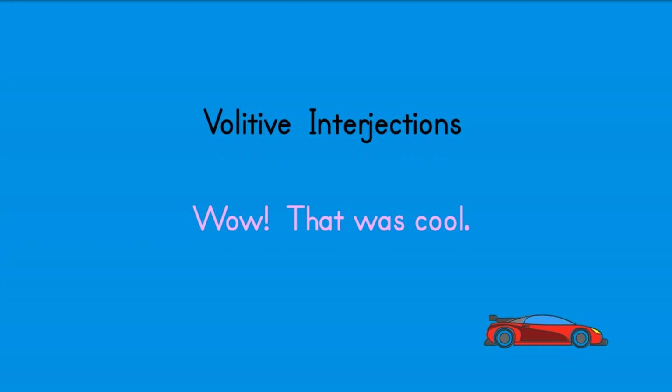In the sentence, "Wow, that was cool," "wow" is used as a secondary interjection, emphasizing the emotion of excitement of the speaker in this context.